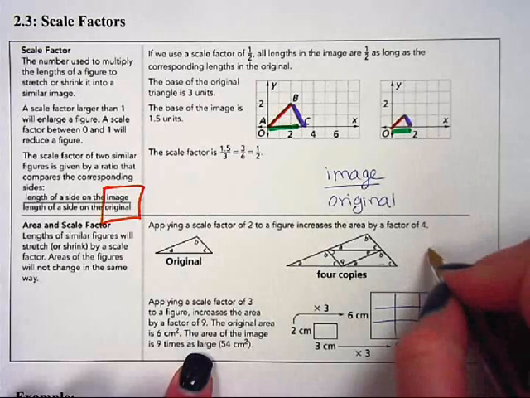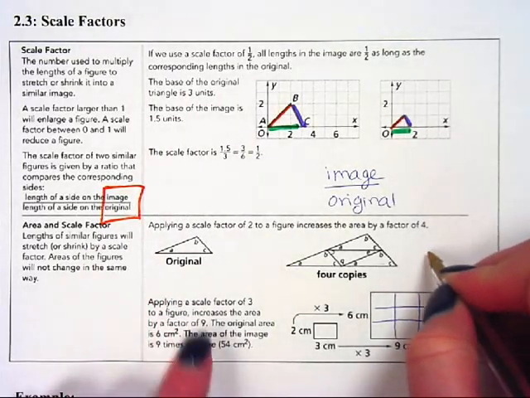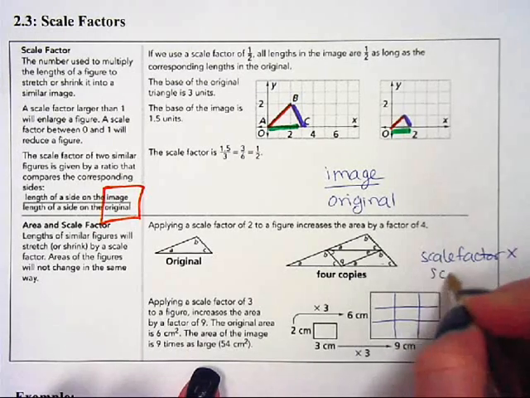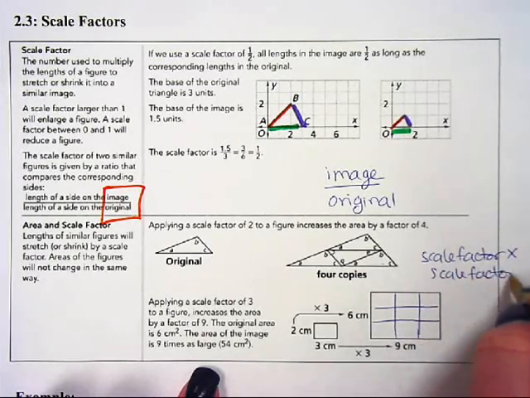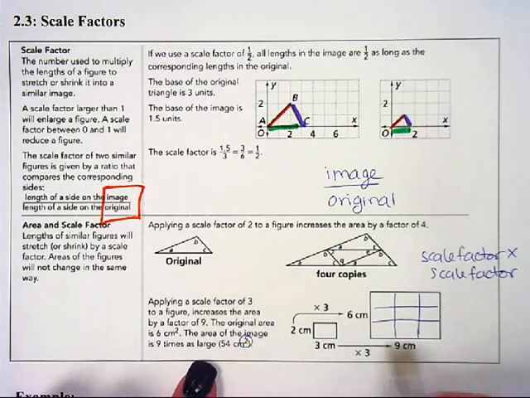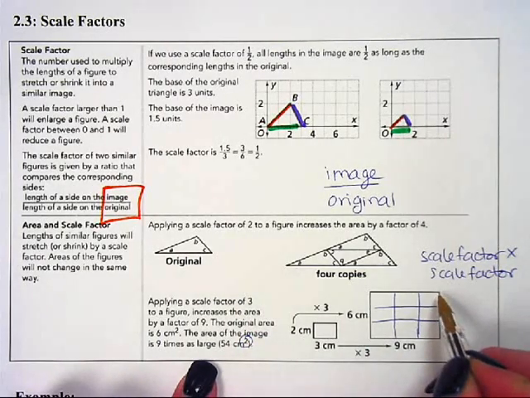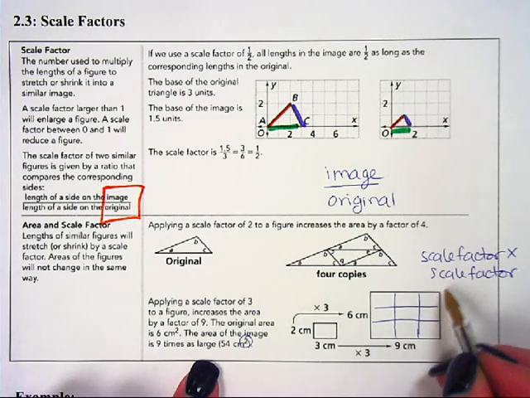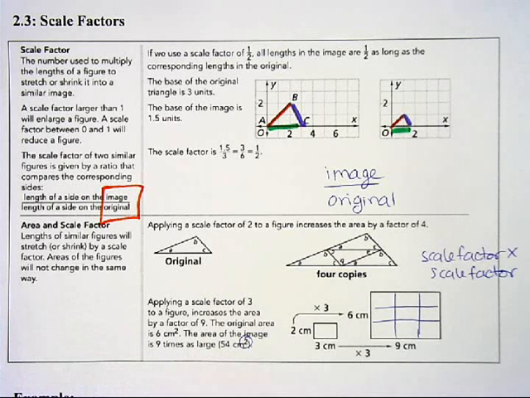The other note I would make to myself is, if you're finding the area, it's the scale factor times my scale factor. You'll see it as a square right here. That tells me I did a number times a number. So whatever I do to one side length for scale factor, I did to the other side length. And so the area was the scale factor times the scale factor.